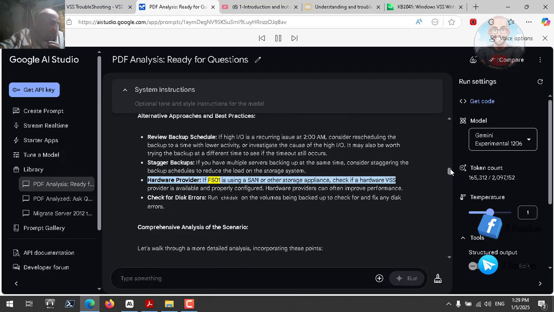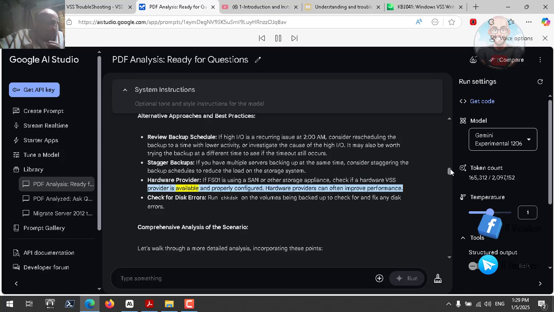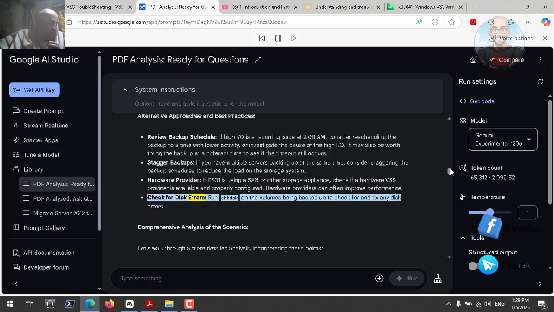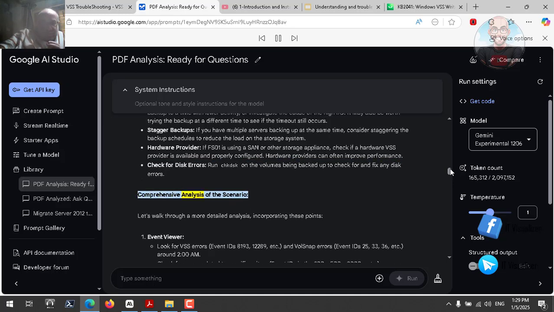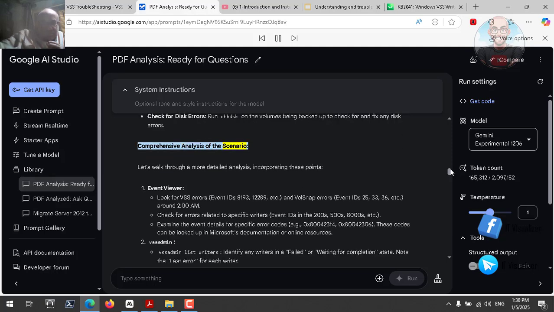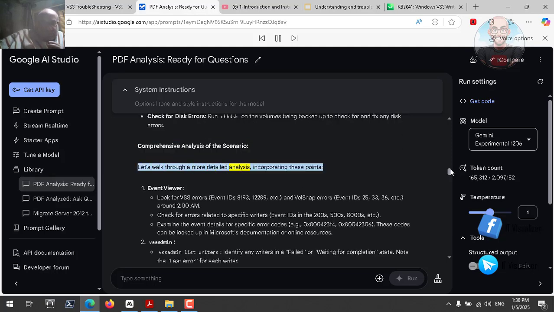Hardware provider. If FS01 is using a SAN or other storage appliance, check if a hardware VSS provider is available and properly configured. Hardware providers can often improve performance. Check for disk errors. Run check disk on the volumes being backed up to check for and fix any disk errors. Comprehensive analysis of the scenario. Let's walk through a more detailed analysis, incorporating these points.